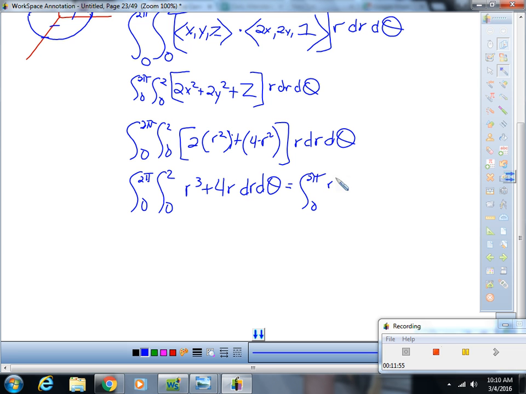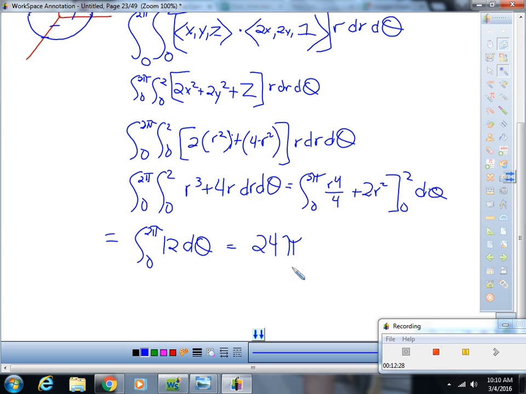which is equal to the integral from 0 to 2 pi of R to the 4th over 4 plus 2R squared from 0 to 2 d theta, which is equal to the integral of 12. We're going to put the rho in at the end, okay? And so you end up getting 24 pi.